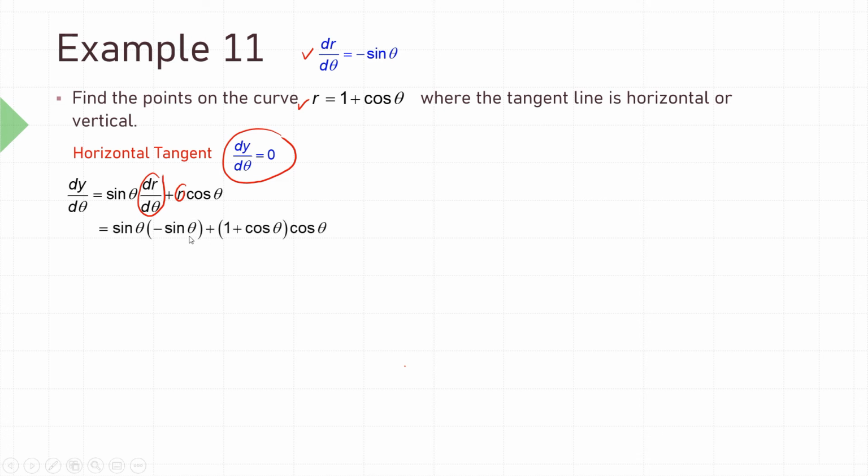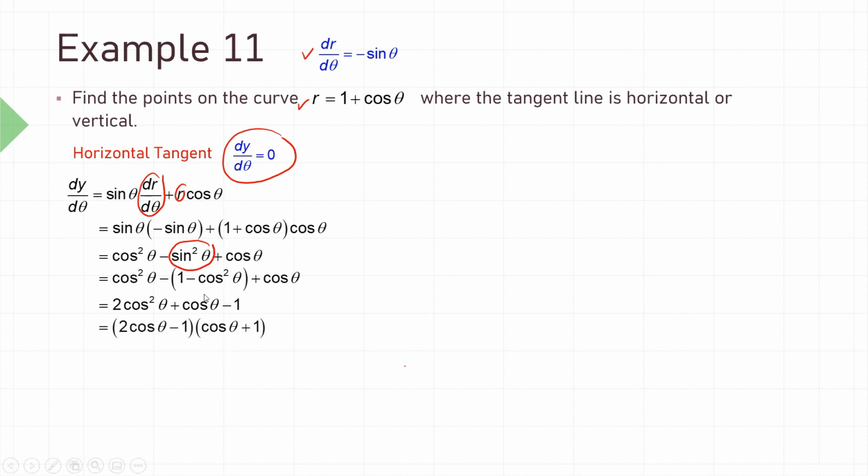Now you just need to simplify this one. You get cos squared theta minus sin squared theta plus cos theta. Because we have cos theta there, we want to remove the sin squared theta, so you substitute it with 1 minus cos squared theta. Therefore, simplifying, we get 2 cos squared theta plus cos theta minus 1. What needs to be done in the next step? We need to equate this to 0, and then we can factorize this.